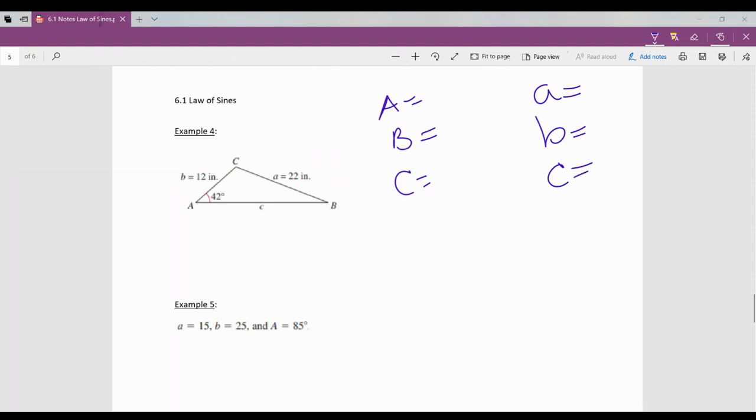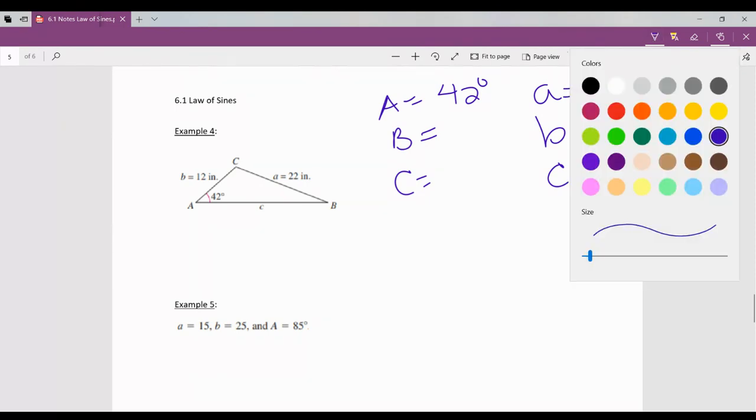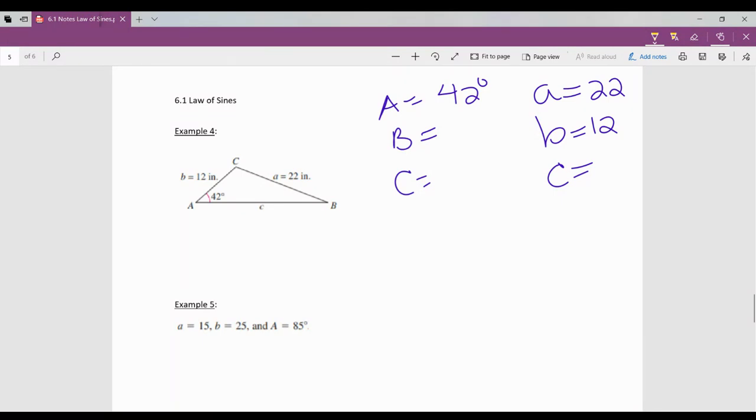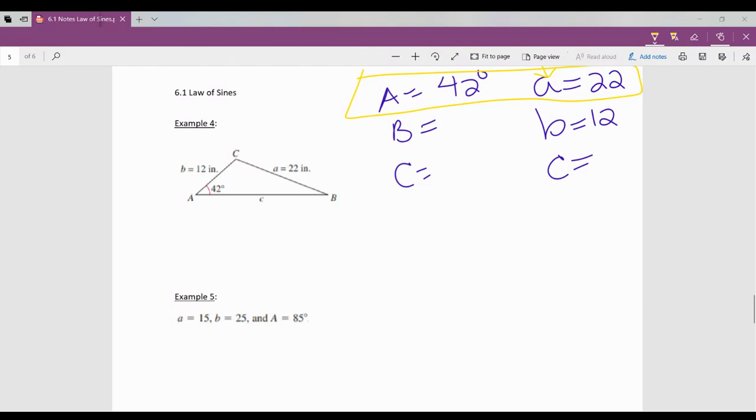All right, so we are given angle A is 42 degrees, and then side b is 12 inches, side a is 22 inches. Therefore, I have an angle-side-side. Ooh, bad word. So that means this is going to be one of those dicey triangles that I need to figure out how many possible ones are there. So I look at my given pair.